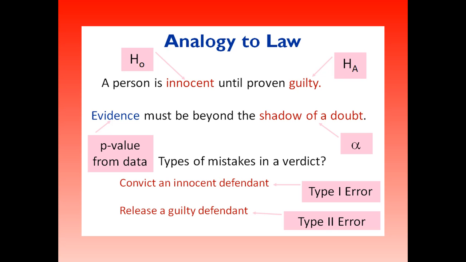And there are two types of ways that an incorrect verdict can be reached. Either an innocent defendant could be convicted. That would be like having a type 1 error where you reject the null when the null is actually true. Or a not guilty verdict could come back for a guilty defendant, and that would be like a type 2 error where the alternative is true, but you don't have enough evidence to say that the alternative is true.